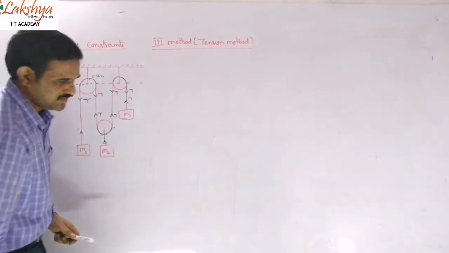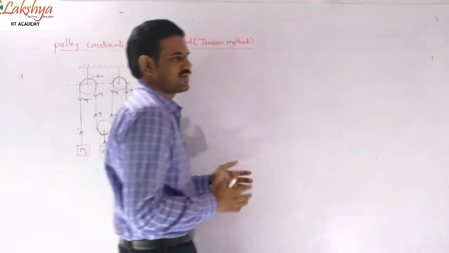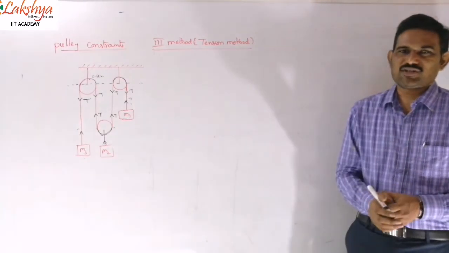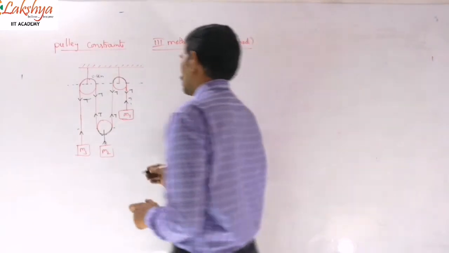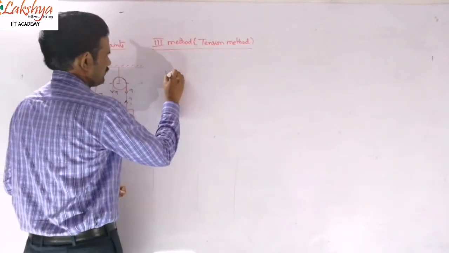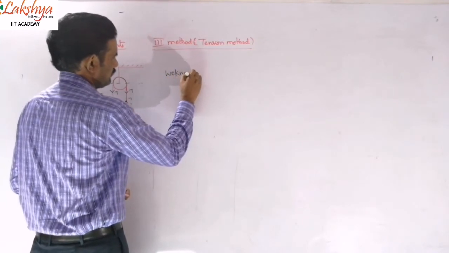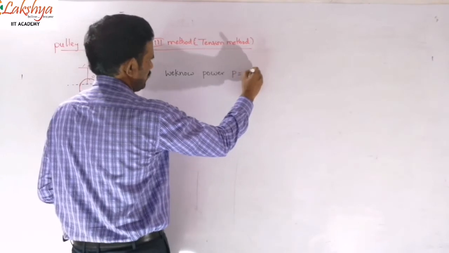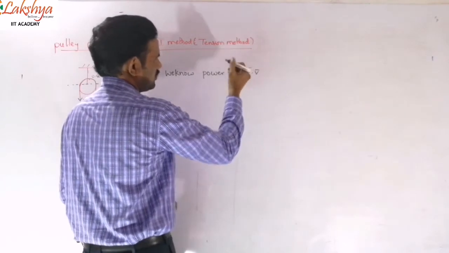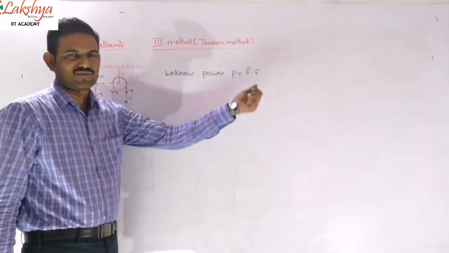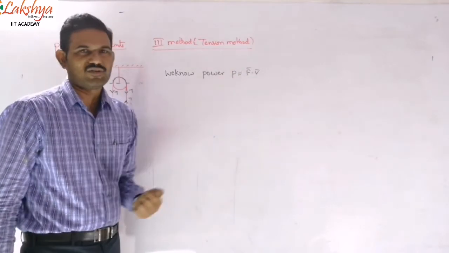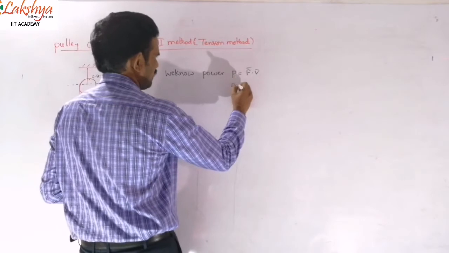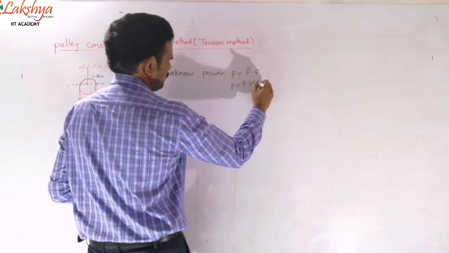Before going to that, the basic concept in this tension method is that here the tension is an internal force. And all of you know the power formula in terms of force. So we know the power P is equal to F bar dot V bar, right? We already discussed in vectors that you can write F bar dot V bar, which is nothing but FV cos theta, right?